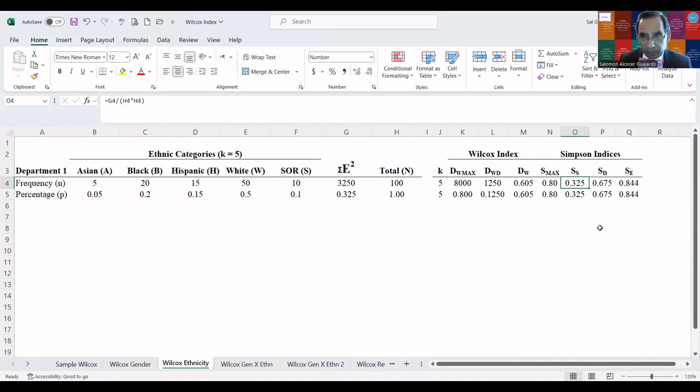I calculated the Simpson dominance score. In this case, it's going to be the sum of n squared divided by the total number of individuals squared. So when I subtract 0.321 from 1, that gives me the Simpson diversity score of 0.675. And again, if I divide that 0.675 by the maximum score of 0.80, that gives me a standardized Simpson score of 0.844, indicating that 84% of the maximum value of diversity was obtained by this organization.